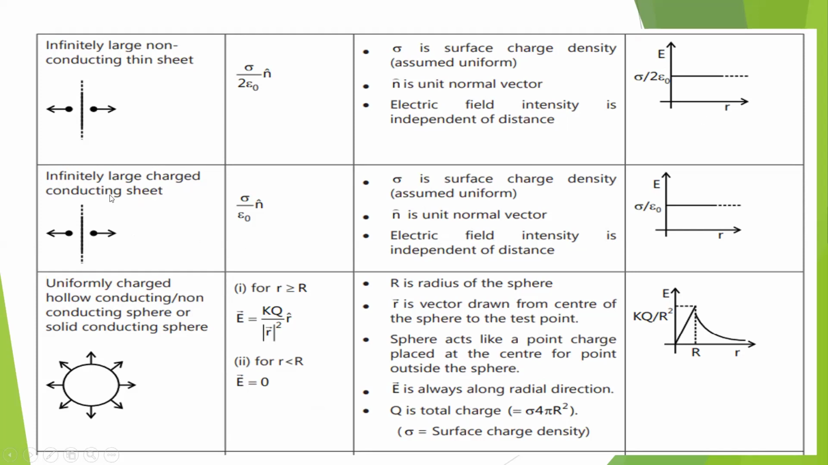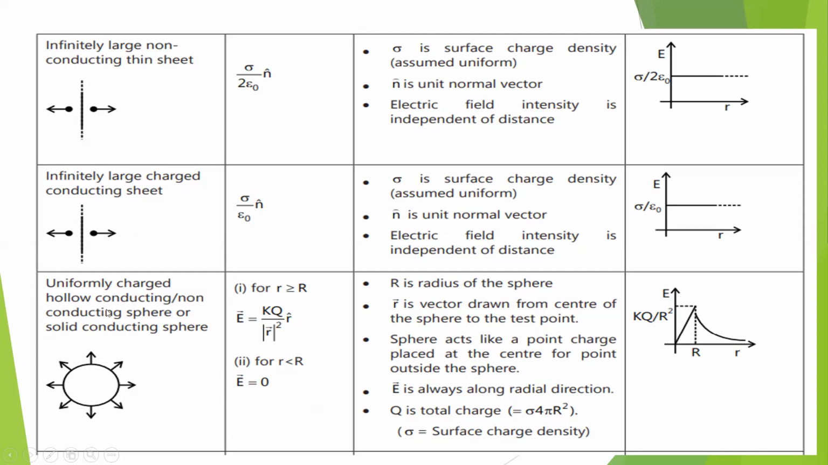Okay, so infinitely large charged conducting sheet. So this was non-conducting, and this is a conducting sheet: E equal to sigma by epsilon 0. Sigma is your surface charge density, and with the same variables here also you will have a constant graph.